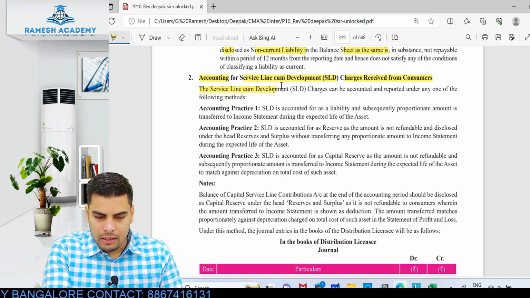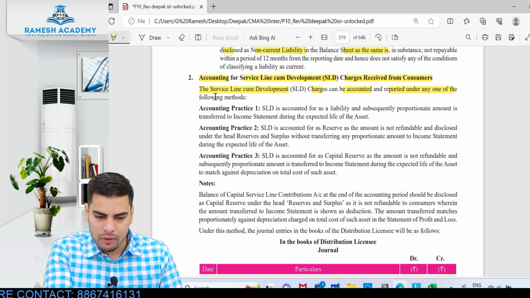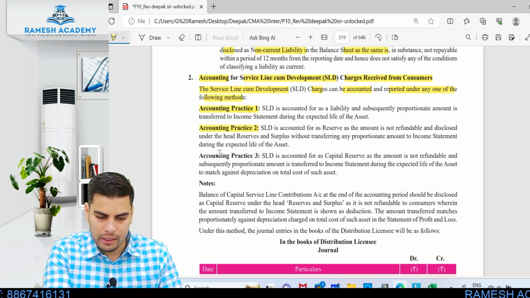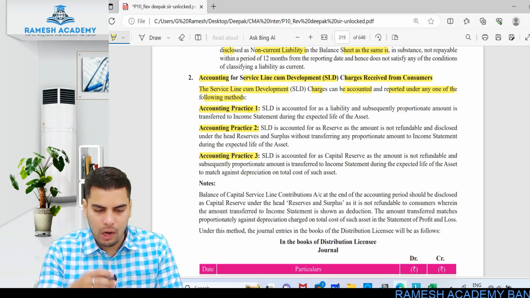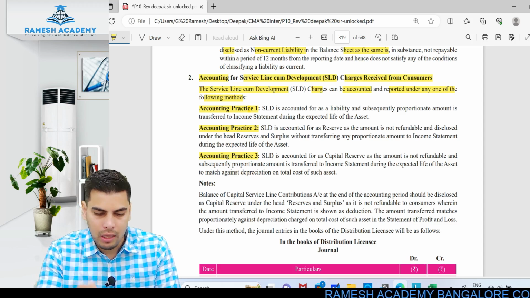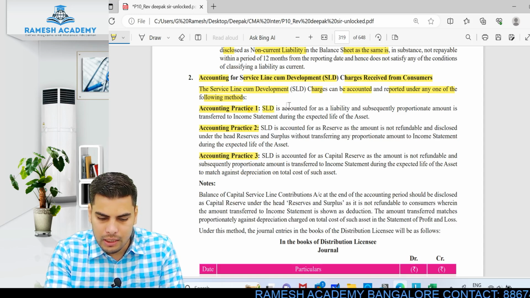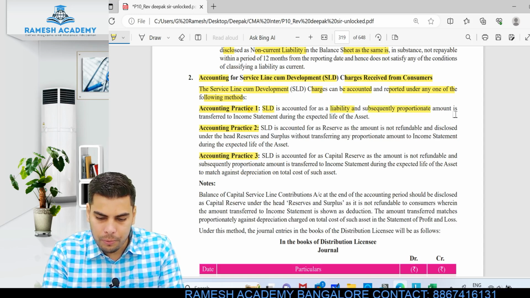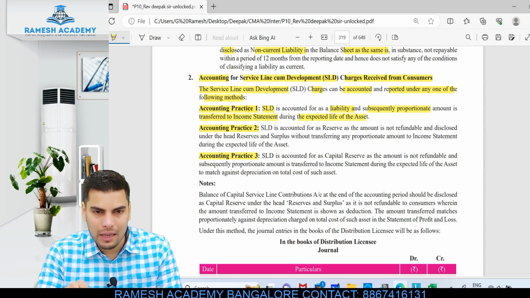The service line cum development charges can be accounted and reported under any one of the following methods: accounting practice 1, accounting practice 2, and accounting practice 3. So we have three different approaches for accounting for these charges received from the consumers. Let's talk about the first. The charges are accounted for as a liability and subsequently a proportionate amount is transferred to the income statement during the expected life of the asset.